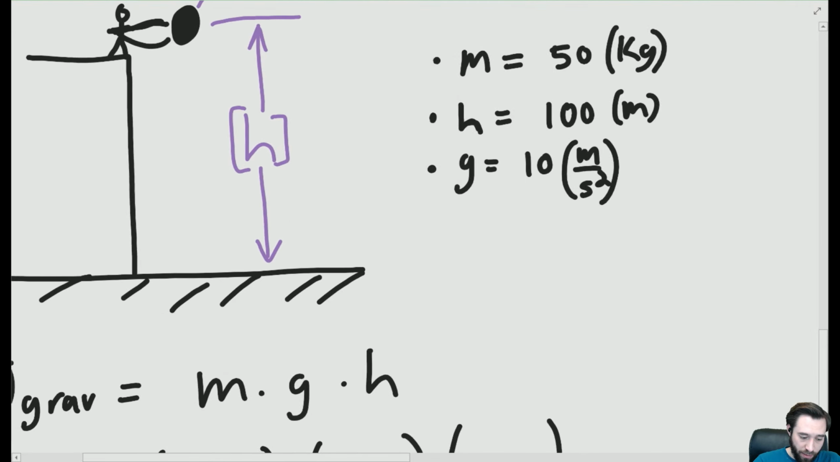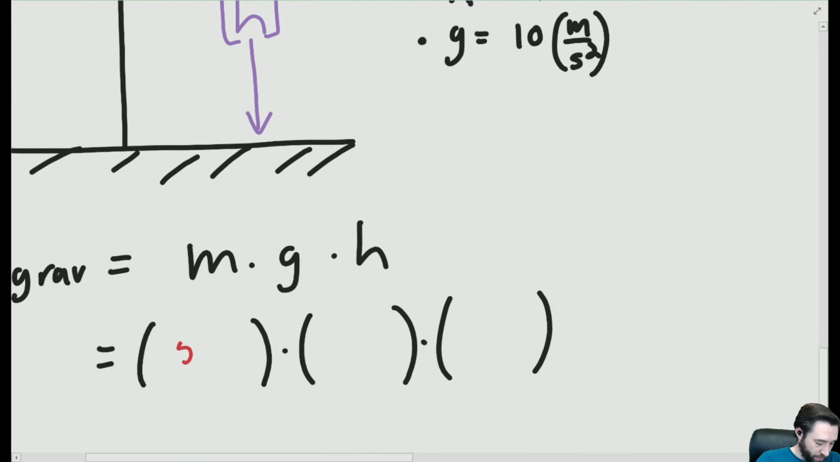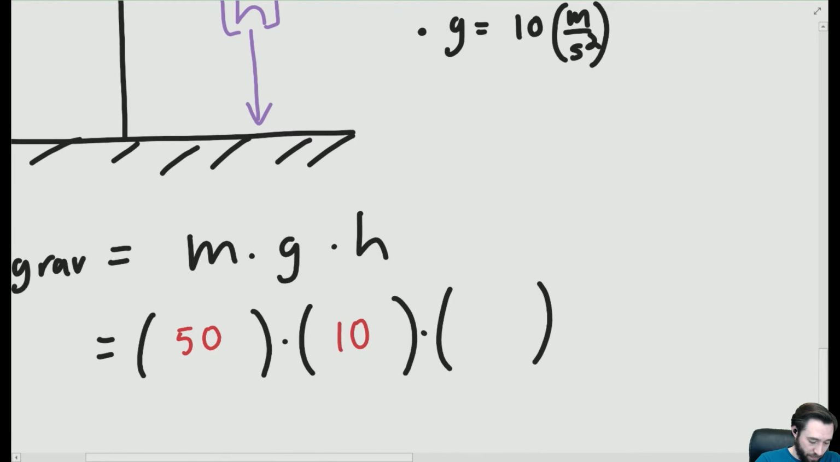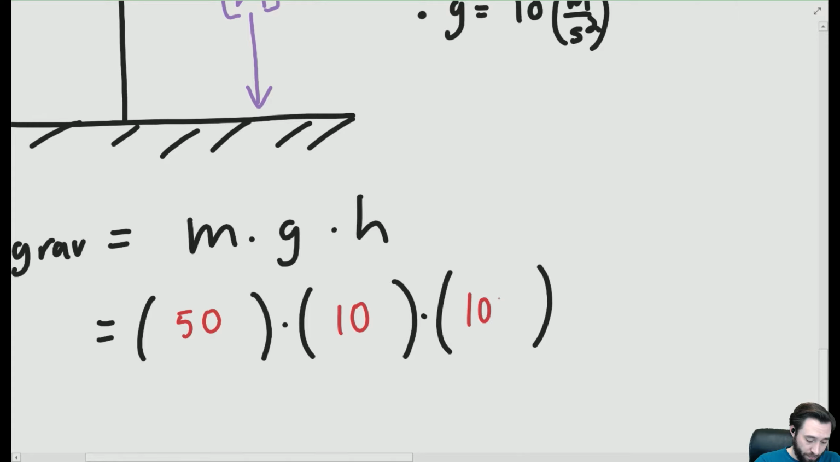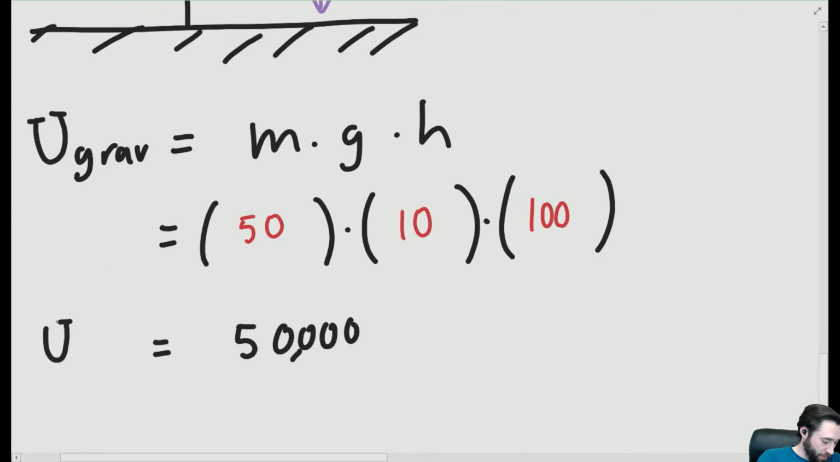So my mass that I claimed was 50 kilograms. So I got 50 there. Gravity is 10. Again, that's just for my class. And then the height is 100. So if I multiply all that out, I get 50 times 10, that's 500, and 500 times 100 is, anybody want to say? 50,000. Good. All right, U-grav.